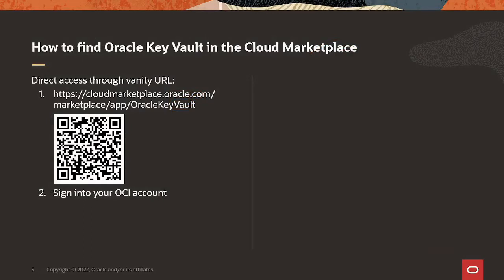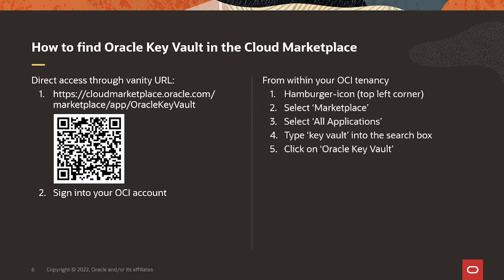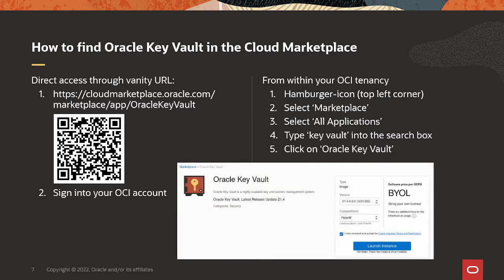So how do you find Key Vault in the cloud marketplace? Well, the first possibility is you follow this vanity URL, or you scan the QR code and then log into your OCI account. Or if you are already in your OCI tenancy, you click on the hamburger icon on the left and select marketplace, select all applications, type Key Vault in the search box, and then click on the Oracle Key Vault icon. In both cases, you will end up on this screen, and this is where our demo begins.